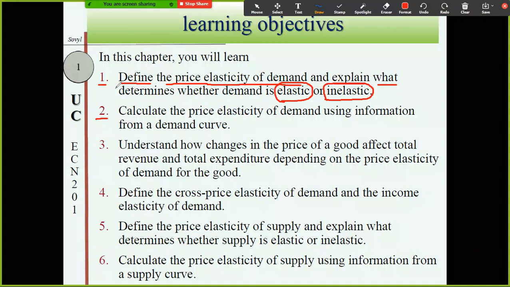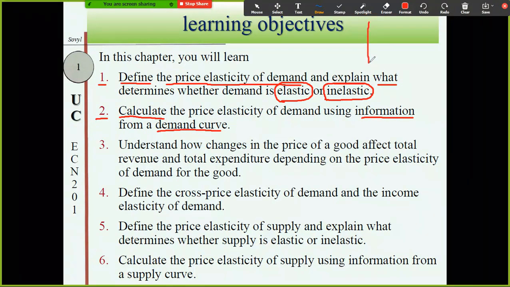Next, after you can give a definition and explain what factor makes demand for one good become elastic or inelastic, you need to know how to calculate the price elasticity of demand for one good, for one service, by using the information given. Information about demand given to you could be from a demand curve or from other sources. In terms of the demand curve, we already learned from the last chapter.